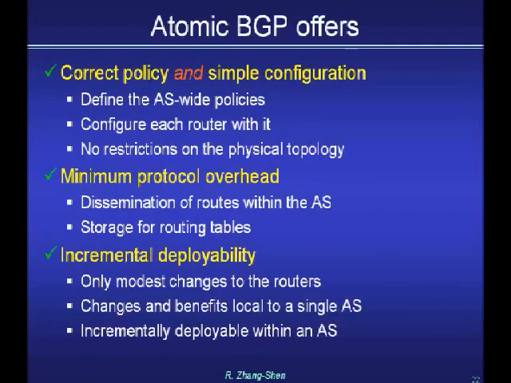If you do this, you realize your policy correctly, you don't violate anything, and it doesn't matter what your neighbors do. And in fact, you can deploy it gradually within your own AS as well. For example, you can identify the routers with a lot of connections, which are the key points, and you can deploy atomic BGP first on those routers. And the more you deploy, the more benefit you can get. So correctness here is not a binary thing.